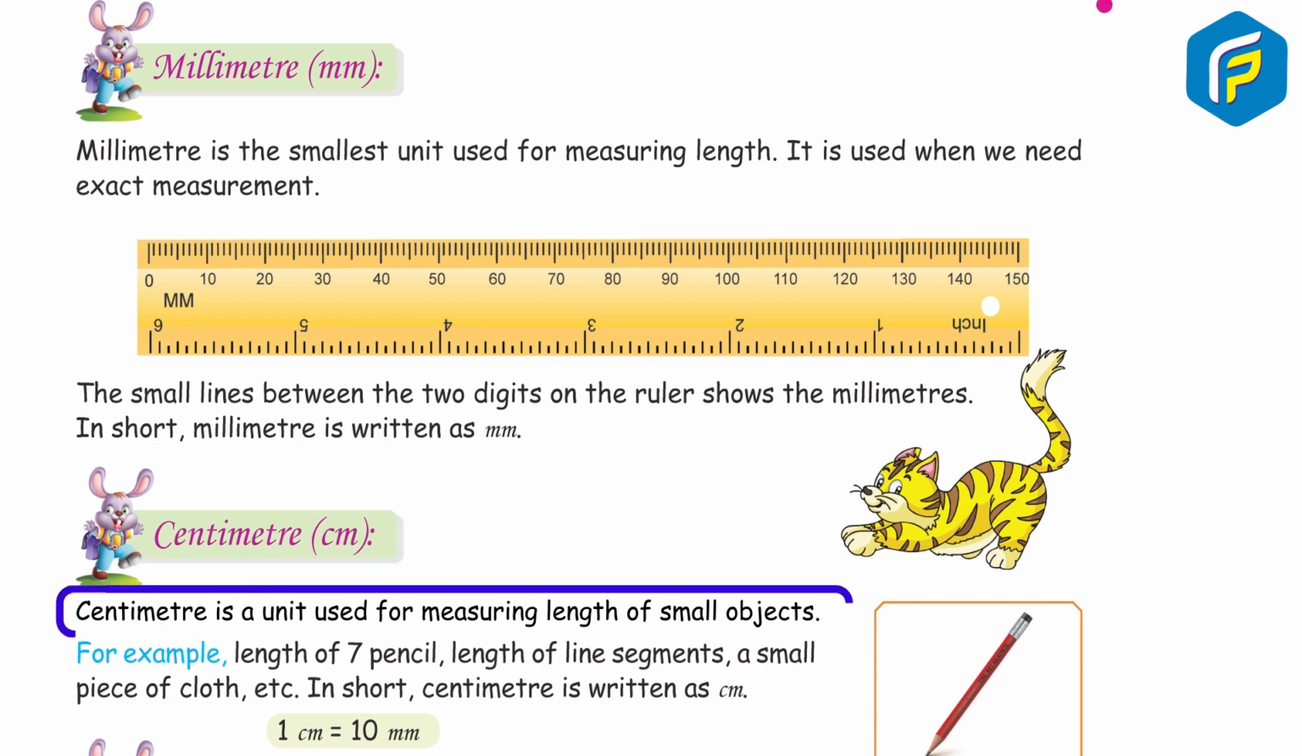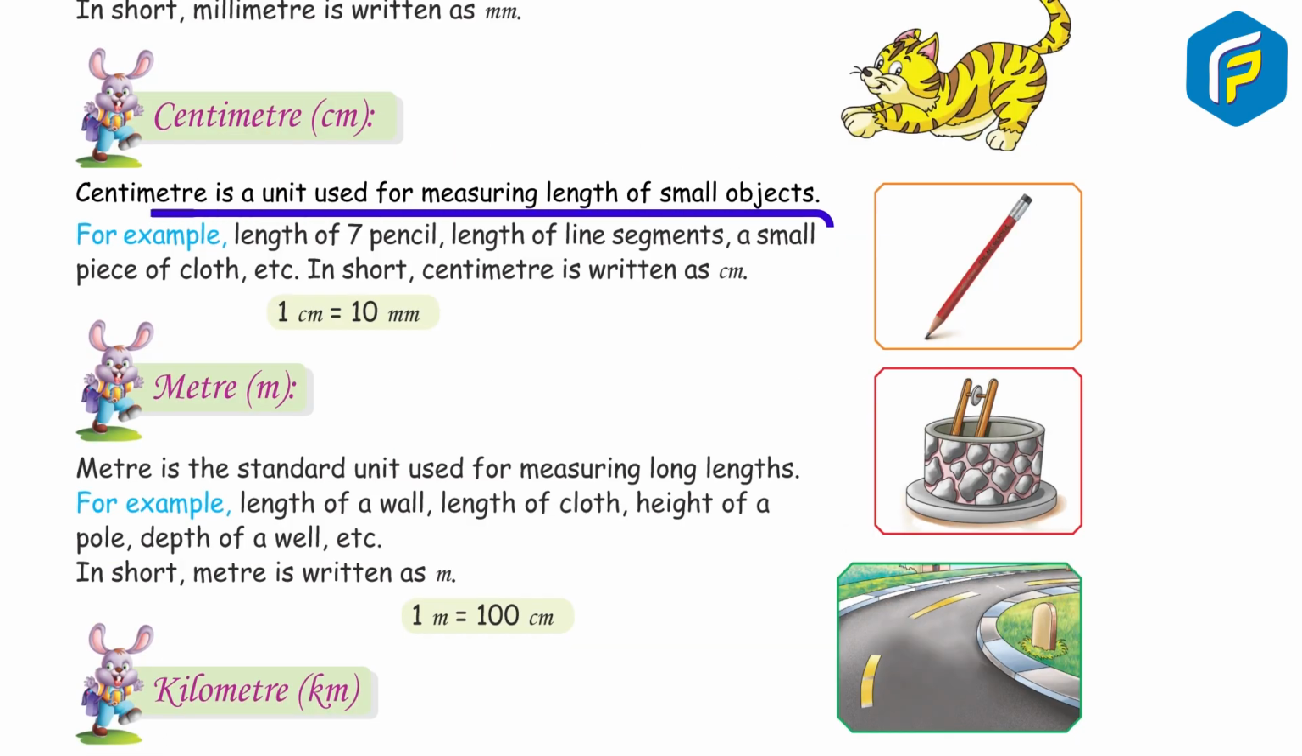Centimeter. Centimeter is a unit used for measuring the length of small objects. For example, length of a pencil, length of line segments, a small piece of cloth, etc. In short, centimeter is written as cm. 1 centimeter is equal to 10 millimeter.